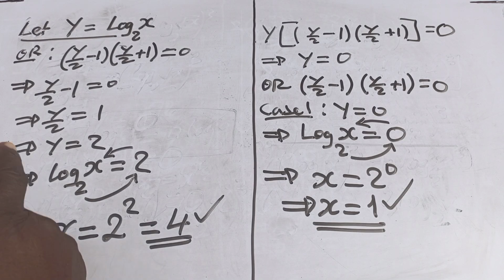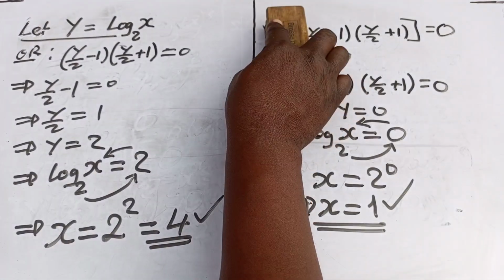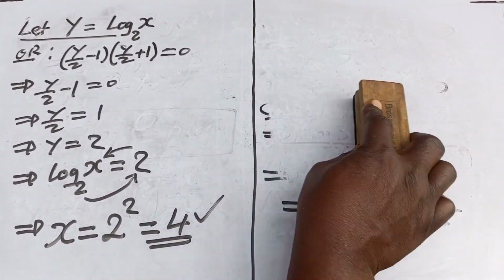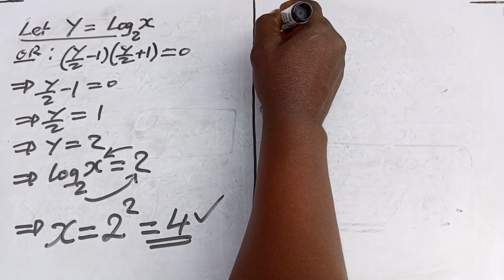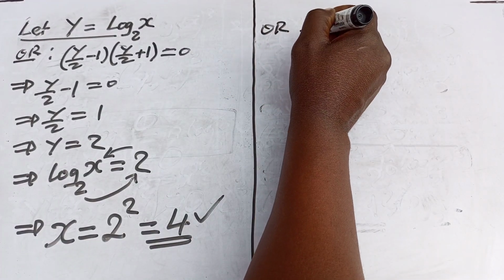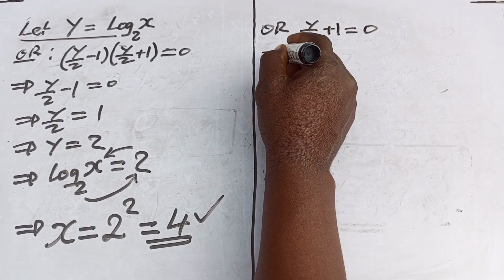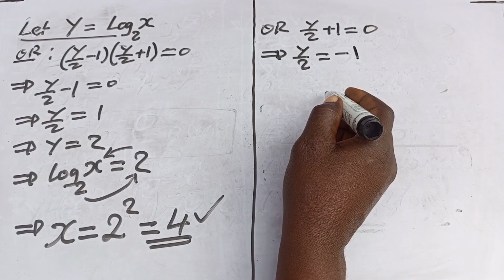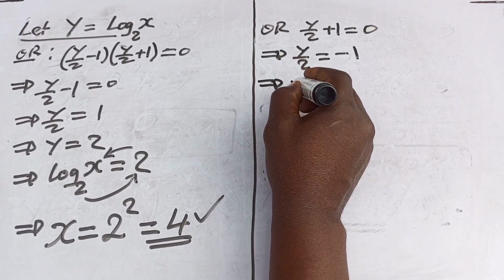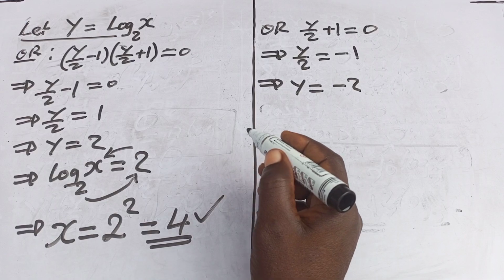Now let's take the last case, y all over 2 plus 1 equals 0. So we have y all over 2 plus 1 equals 0. This means y all over 2 is equal to negative 1, which means y is equal to negative 2 when we multiply both sides by 2.